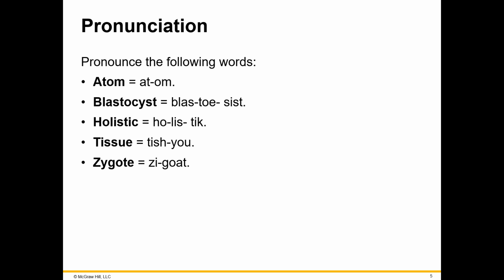Pronunciation. I will have you pronounce these terms along with me if you don't mind, and we'll talk about them a little bit more. Atom is a small unit of matter. It's the smallest element of the human body. Next we have blastocyst, and that is the name given during the first 2 weeks of a developing embryo after fertilization occurs. Holistic means pertaining to the whole. Tissue is a collection of similar cells. Each type of tissue in a particular organ is made up of the same type of cells. Then we have zygote. That is a fertilized egg.